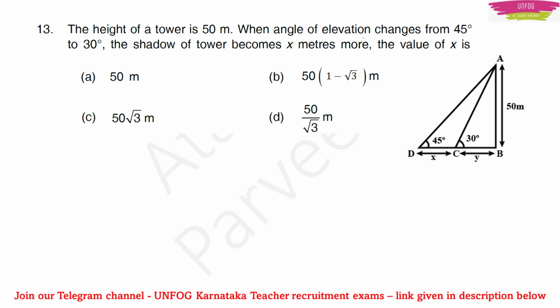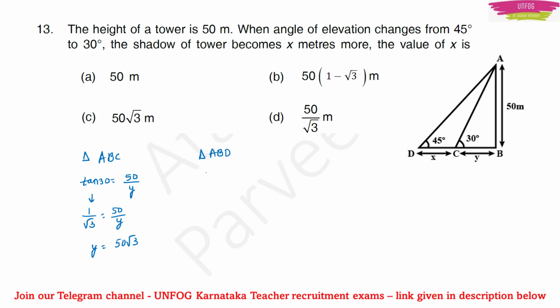X meters more means you have to add, so it will become x plus y. So what you do is, first you take this triangle ABC. In triangle ABC, what will be your tan 30? Tan 30 will be equal to 50 by y, right? So here I have 1 by root 3. In the right hand side I have 50 by y. So my y will be equal to 50 root 3. Correct? Now you take a triangle ABD.